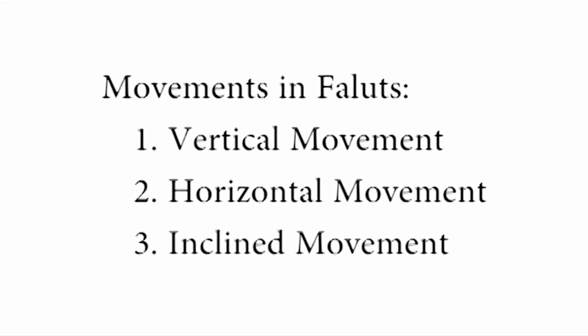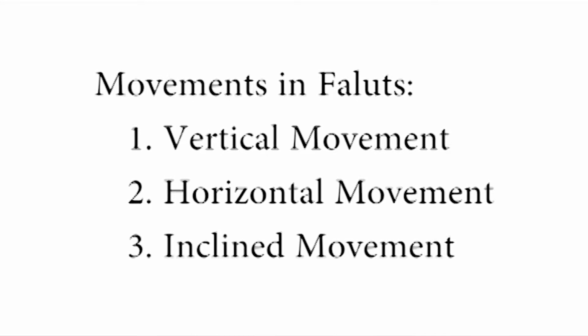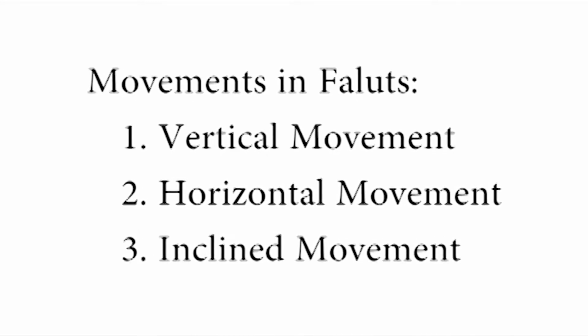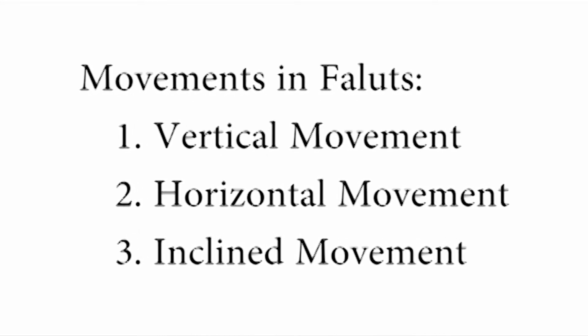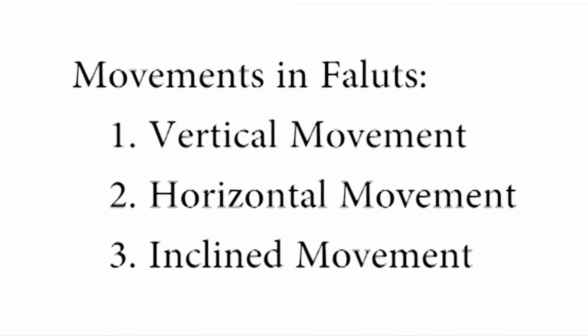Now, for the different types of faults, first I will tell you how the movement takes place in the fault. In the fault, the movement takes place as vertical movement, horizontal movement and inclined movement. In the horizontal movement, the faulted block moves in these directions, horizontally like this. In the vertical direction, the movement takes place vertically at an angle of 90 degrees, this way or this way, then we call it a vertical fault.